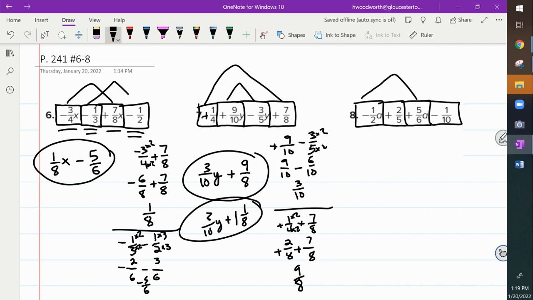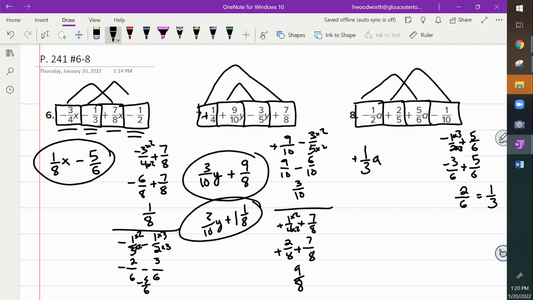All right, let's get my variable terms together first. That's negative 1/2 plus 5/6. We have a common denominator of 6. We have to multiply that by 3 times 3. That's negative 3 plus 5/6. Since it's a negative 3 and a plus 5, that's going to give us a positive 2/6, which equals 1/3. So that's plus 1/3 a.